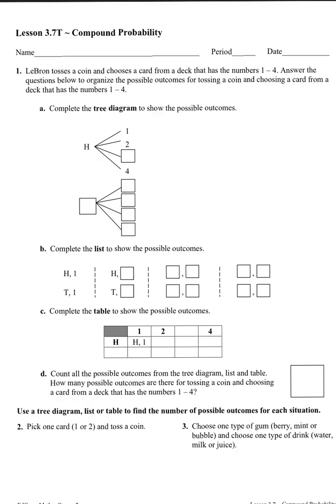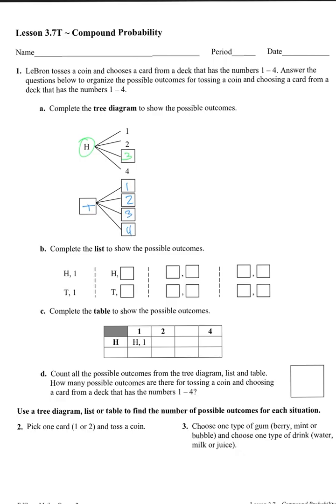So in this case, they're going to use a tree diagram, okay, to show you what the possible outcomes are. Part A says, complete the tree diagram to show the possible outcomes. So when you flip a coin, in this case, they're saying heads. And then what are your possible outcomes for the card deck? So you got 1, 2, 3, and 4. What's the other side of the coin? Why, that's the tail, of course. So tail. And what are your possible outcomes when you're choosing the numbered card? Well, 1, 2, 3, and 4.